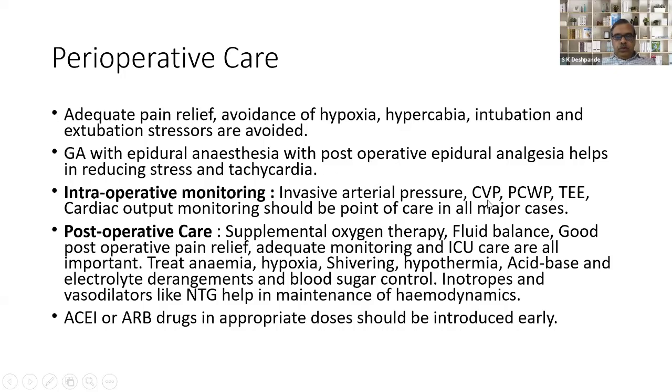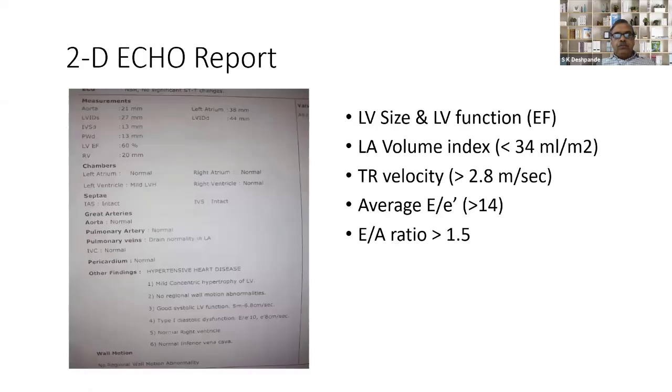Intraoperative monitoring is whatever is available with you: CVP, if possible Swan-Ganz and TEE, but they are not available everywhere, but CVP is easily available. So we have to anticipate which are the risky patients, and accordingly get ready with the monitoring part. Postoperatively, supplementary oxygen, fluid balance, good postoperative care, treat anemia, hypoxia, and so many things. And most importantly, start these drugs, beta blocker and ACE inhibitor. Generally, we don't give ACE inhibitor on the day of surgery, but postoperatively we have to restart it so that we can manage the diastolic dysfunction better.